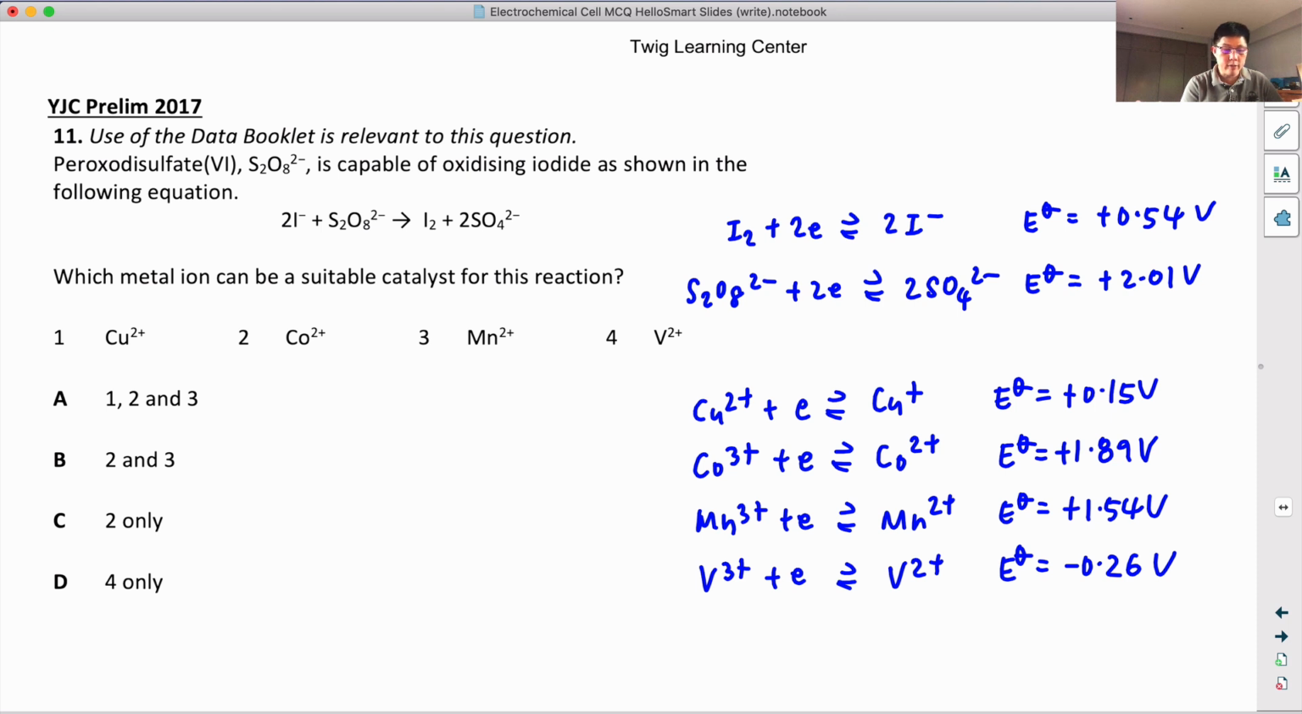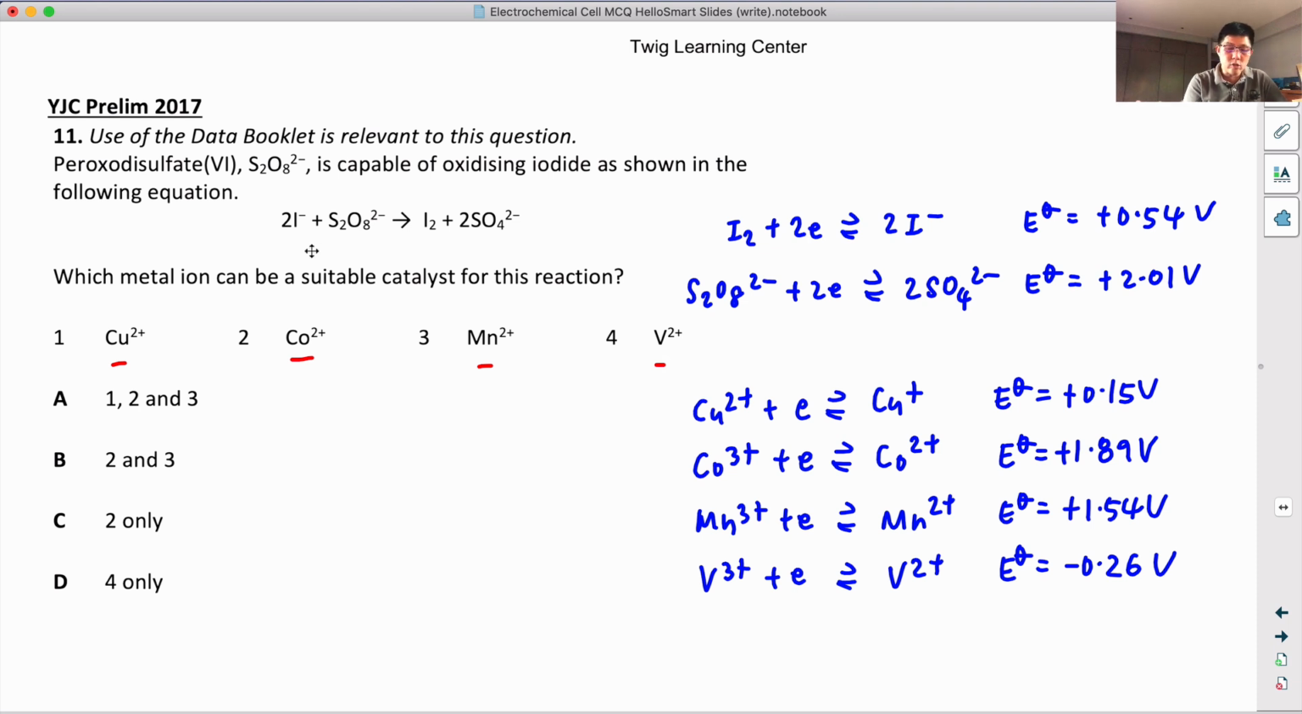Let's look at question 11. Okay, 11, they say use of data booklet is relevant. In fact, this question is linked to transition metals, right? So you notice all these are transition metals, yeah? Okay, so which metal ion can be used as a suitable catalyst for this reaction?